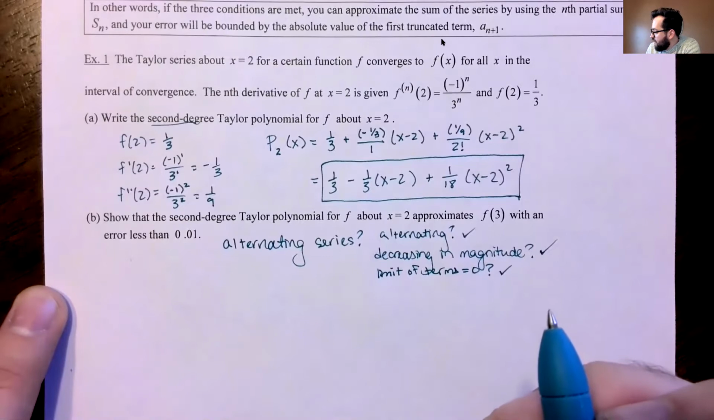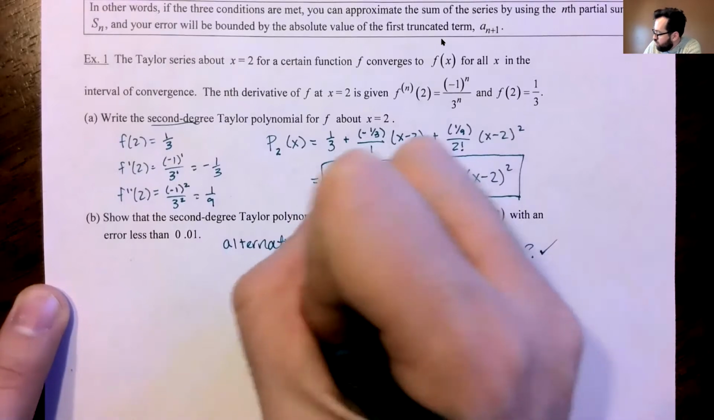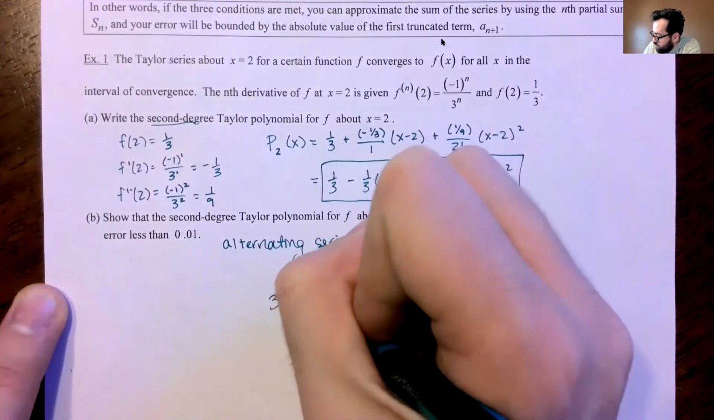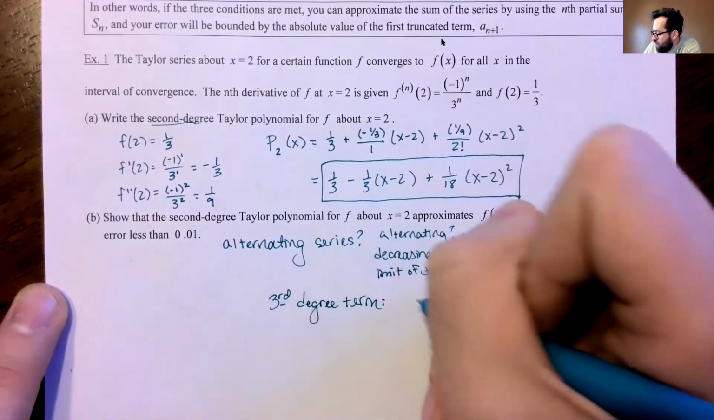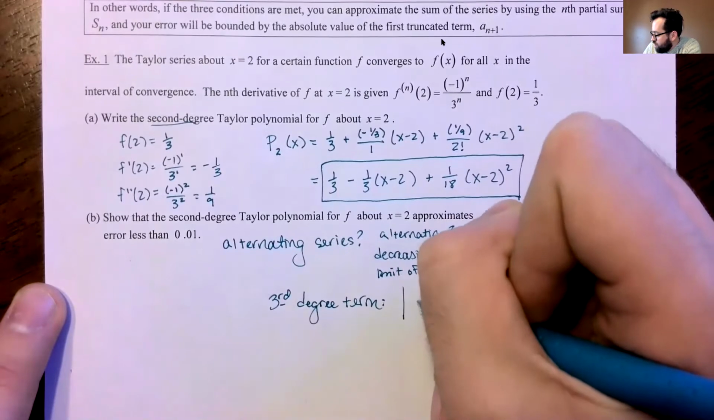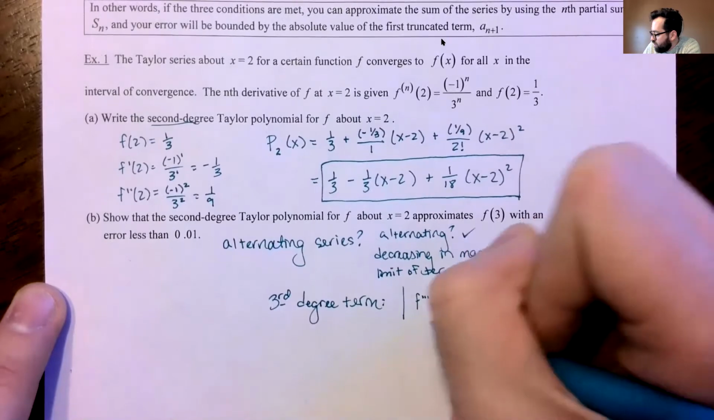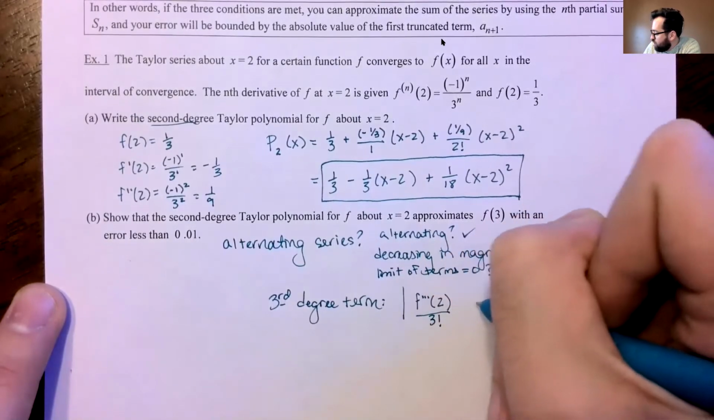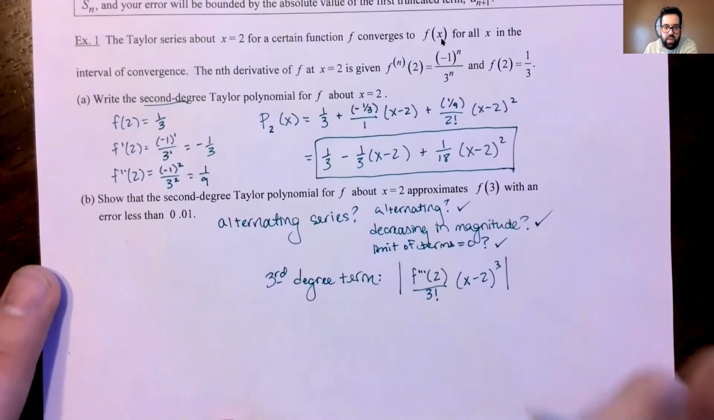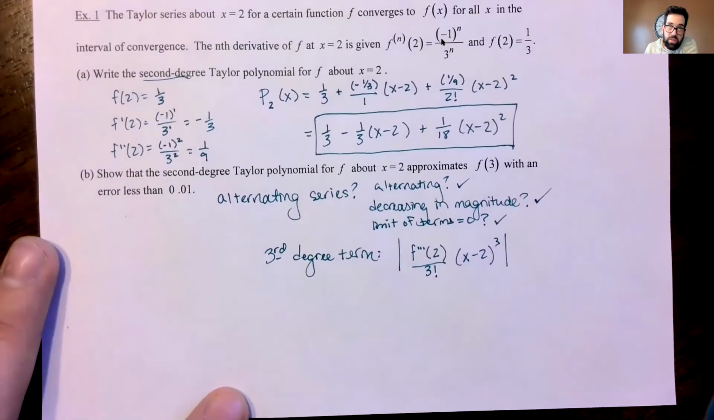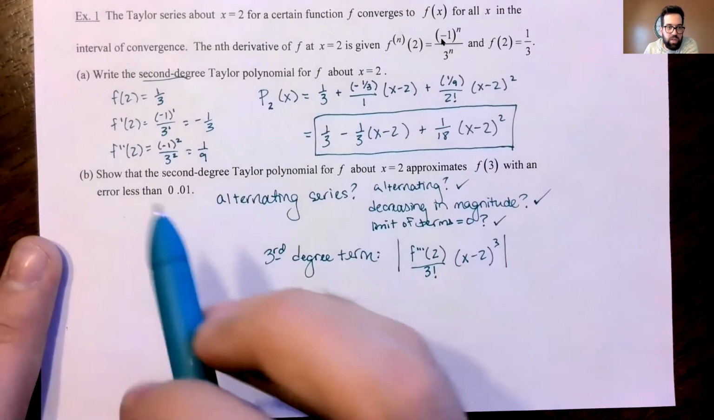So that means that our error is going to be the third degree term, because it's the first omitted term. So we have the absolute value of the third derivative at 2 over 3 factorial times x minus 2 to the third power. We want the whole term. Pretty similar actually to the Lagrange error bound, but we don't have to find some fancy capital M. We can just literally plug in the next derivative.